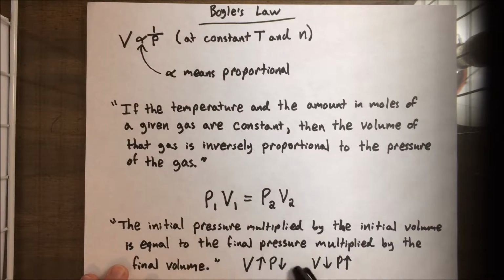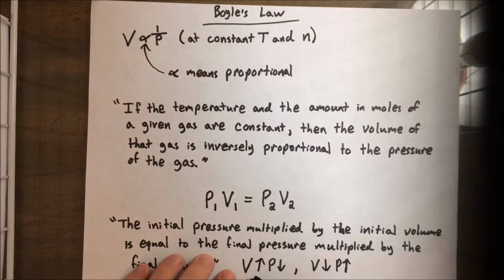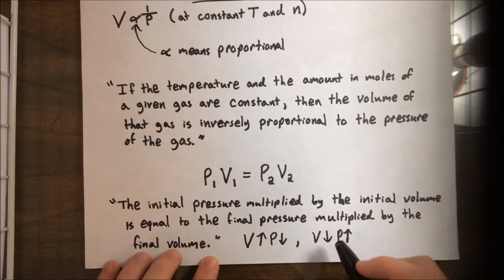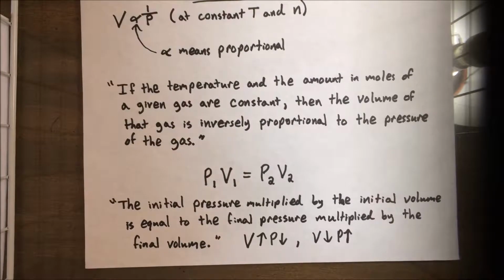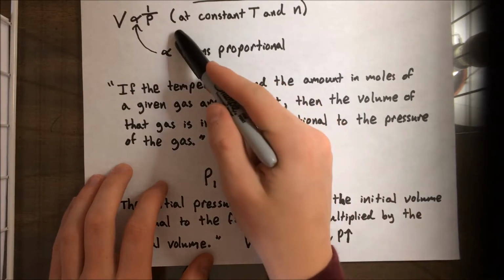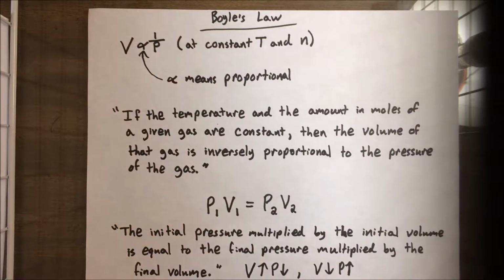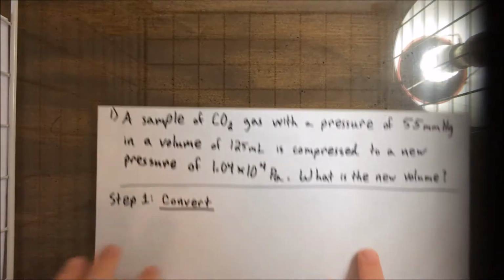So we can represent this relationship with arrows. When the volume is increasing, the pressure is decreasing, and if the volume decreases, then the pressure increases, and vice versa. So if the pressure decreases, then the volume increases, and if the pressure increases, then the volume decreases. And this is only applicable at constant temperature and amount in moles. Okay, so now that we've covered Boyle's Law, let's look at a couple examples.